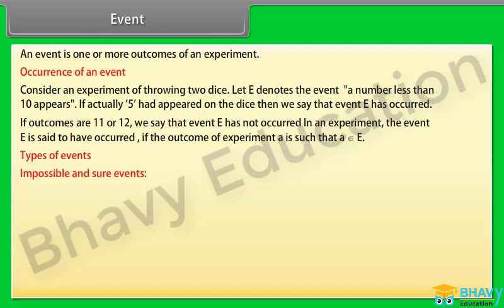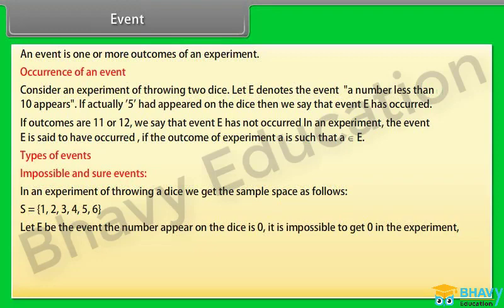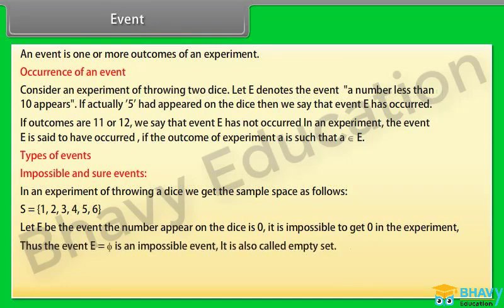Types of events. Impossible and sure events. To understand it, let's take an example. In an experiment of throwing a dice, we get the sample space S is equal to {1, 2, 3, 4, 5, 6}. Let E be the event that the number appearing on the dice is 0. It is impossible to get 0 in the experiment. Thus, the event E is equal to phi, an impossible event. It is also called the empty set.